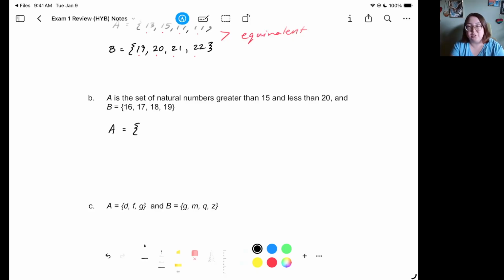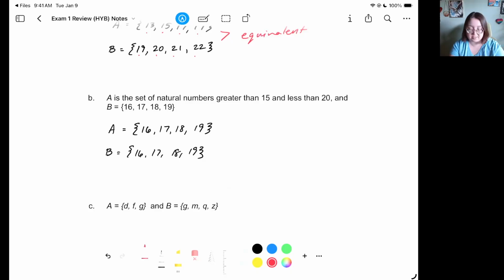So it's a set of natural numbers greater than 15 and less than 20. So, right, it's not greater than or equal to 15, so we have to go to the next number up from 15, starting at 16. And it's natural numbers, so it's the whole counting numbers. So we'll go 16, 17, 18, 19, and it's less than 20, not including 20, so that's where we'll stop our set. Then set B was said to be 16, 17, 18, and 19.